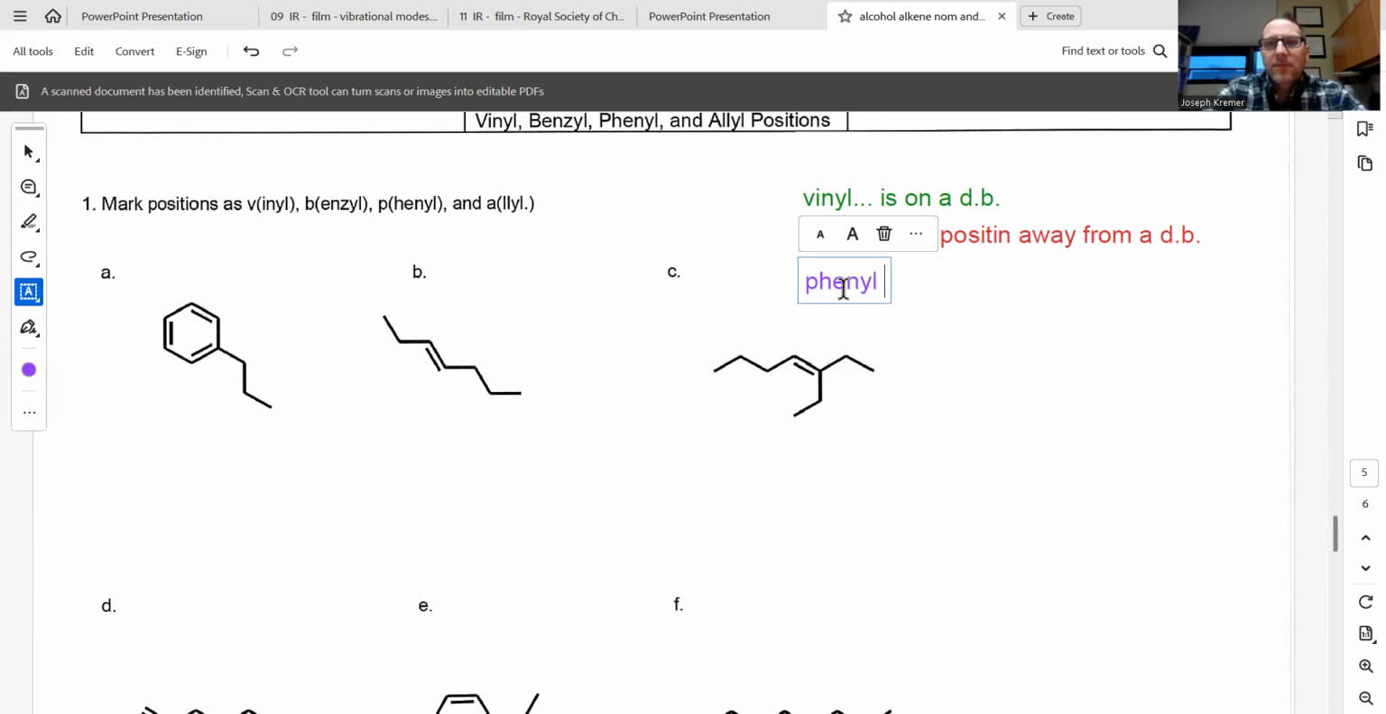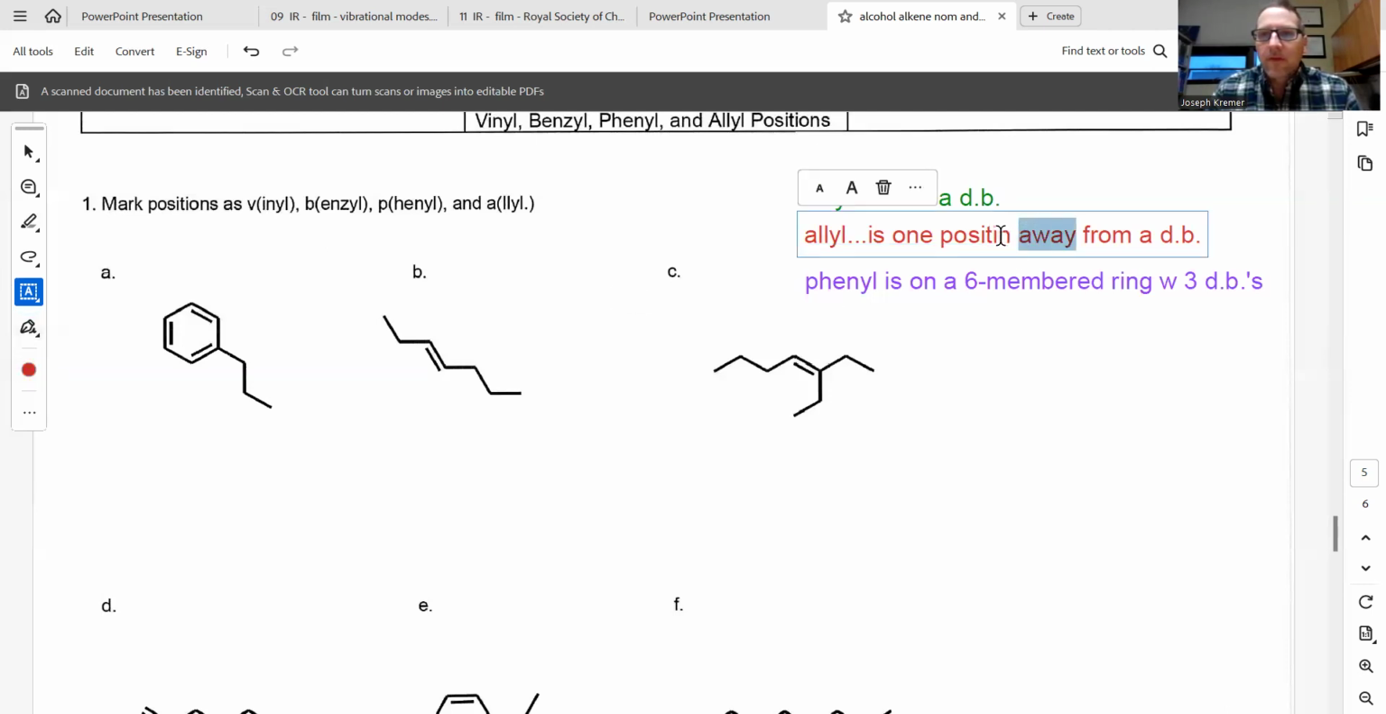Phenyl is on a six-membered ring with three double bonds. Find one of those on a piece of paper to look at. So this sounds bad right now, but I don't think it is. So hang in there. We're just getting to definitions.